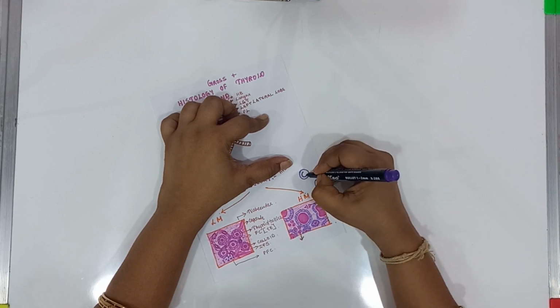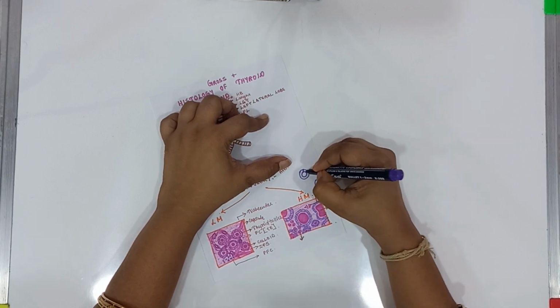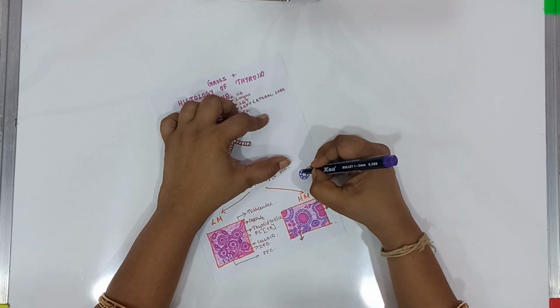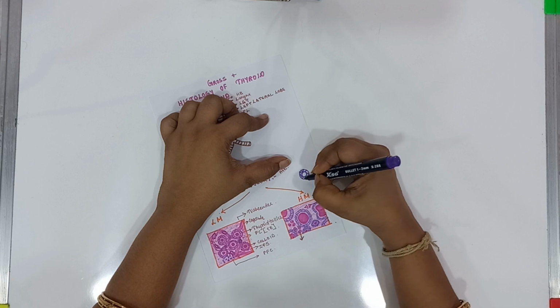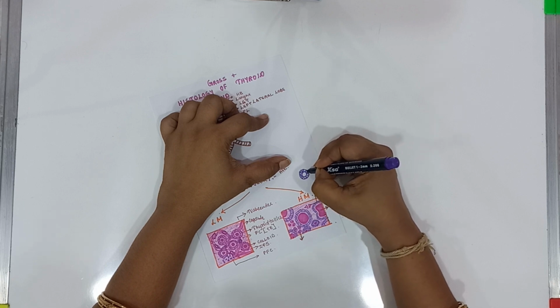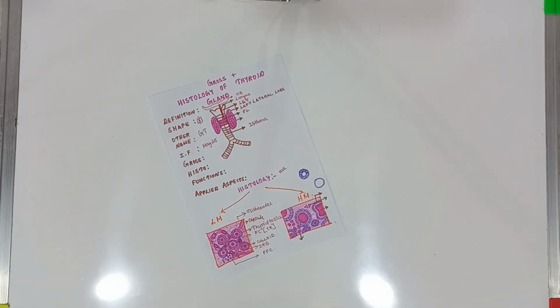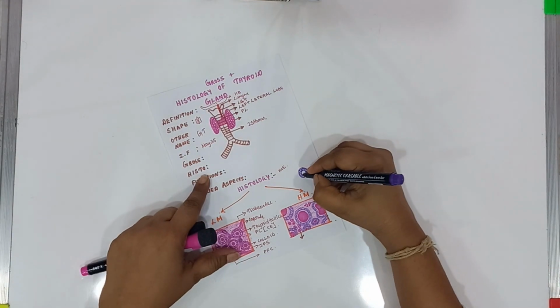So here the follicular cells are lined by cuboidal epithelium, and they contain nuclei with 1 or 2 nucleoli, and the cytoplasm will be basophilic cytoplasm in the thyroid gland.